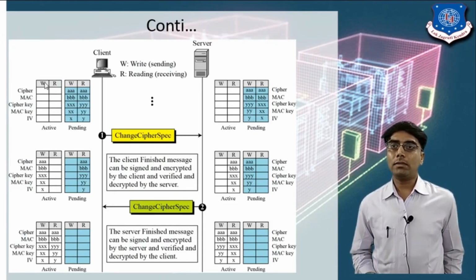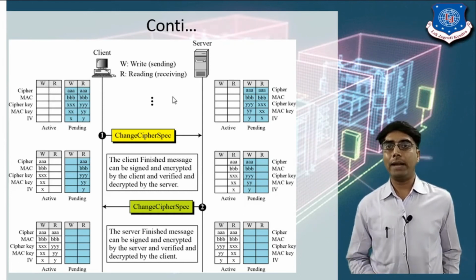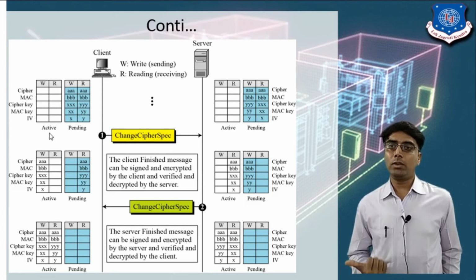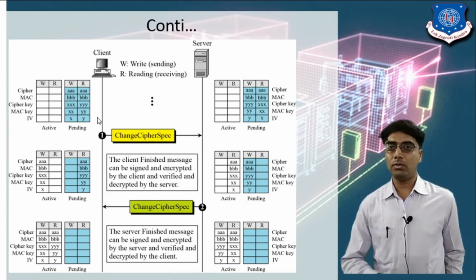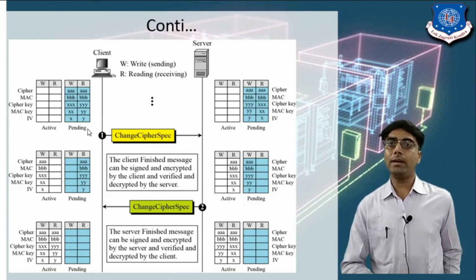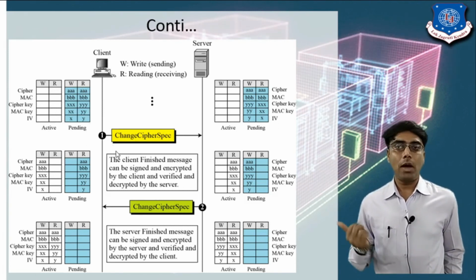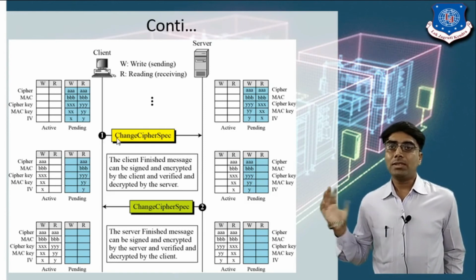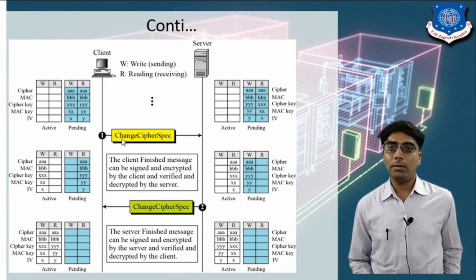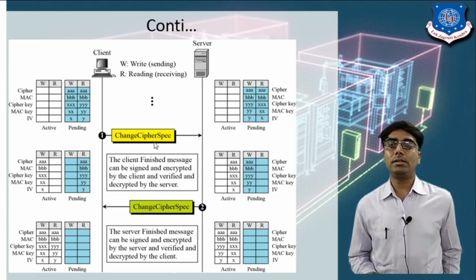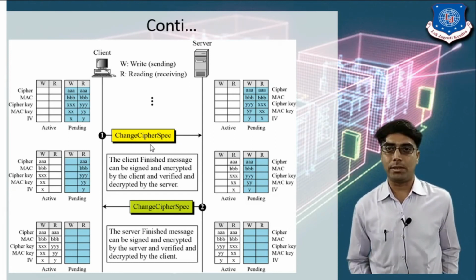So in this table, there is write and read. Before the communication starts, we have to maintain two tables, active and pending. Right now all the data is in pending. After the first step, the client sends the request to the server for the service, and now your state is changed.